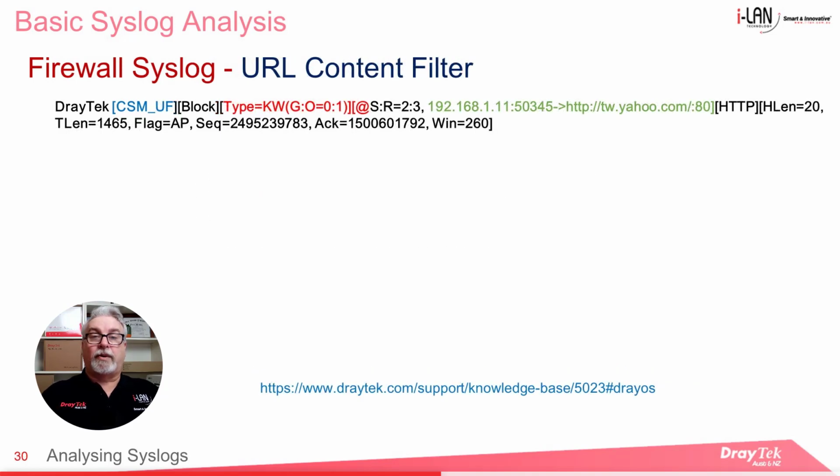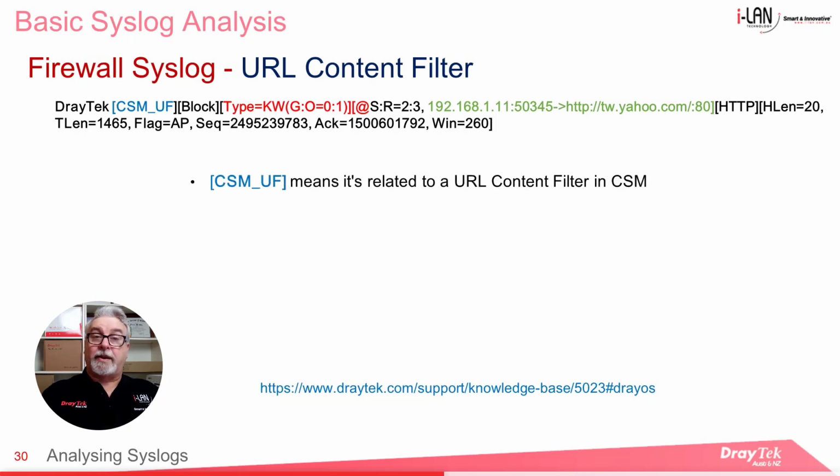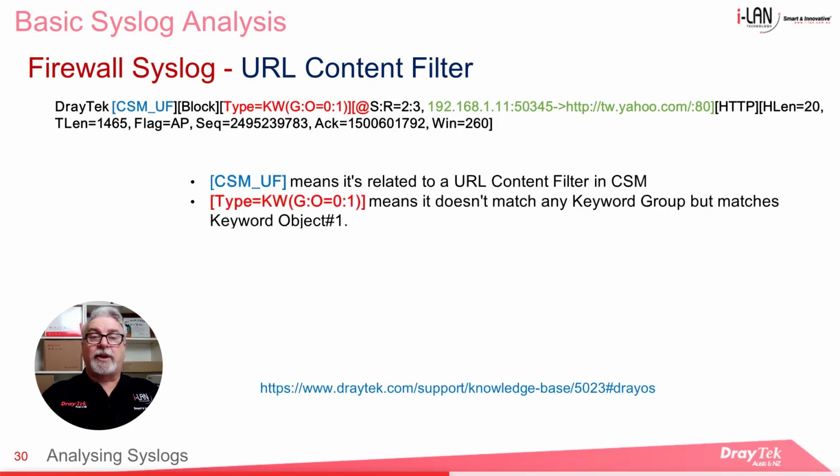Next we have the URL content filter syslog. The first one shown in blue is CSM_UF. This means that this syslog is related to URL for CSM. Next we have type equals KWG:0 equals 0:1, shown in red. This means that it doesn't match any keyword group, but it matches the keyword object number 1.